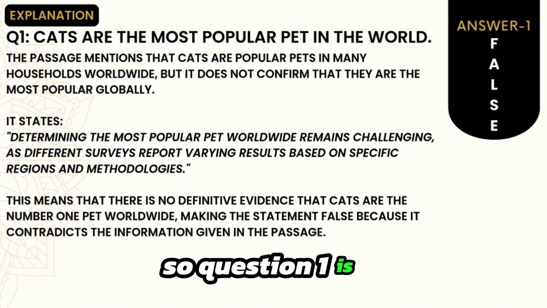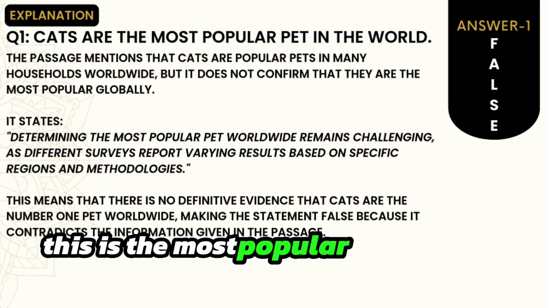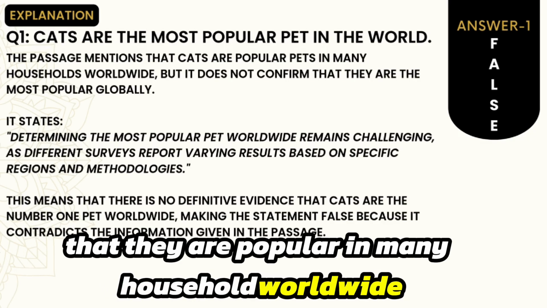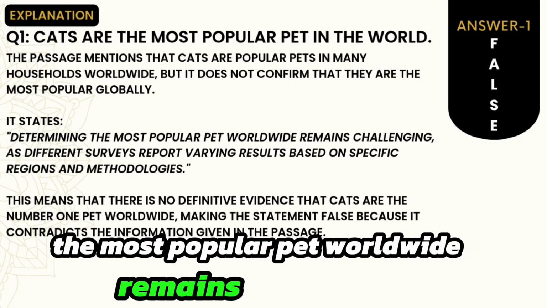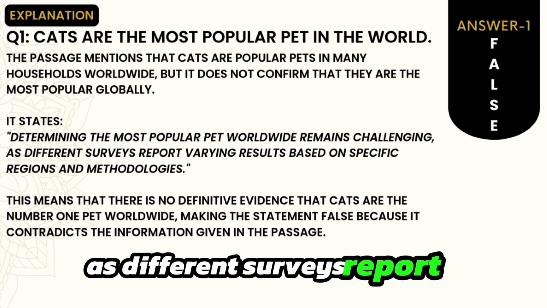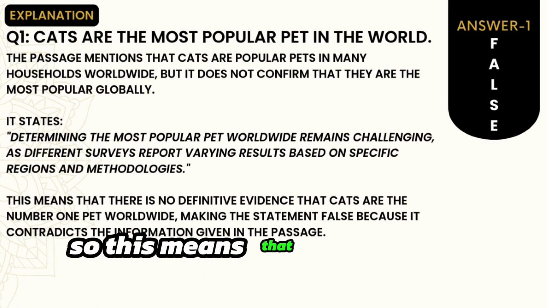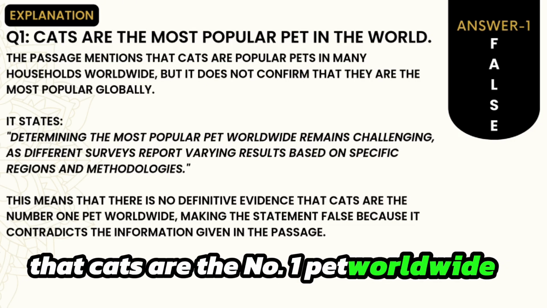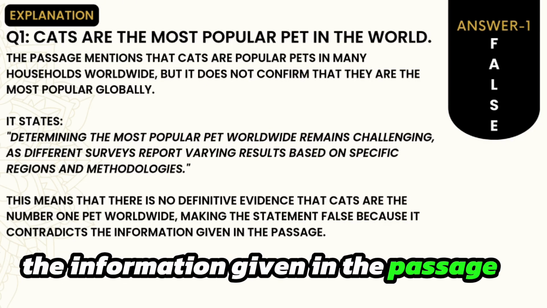So, question one is: cats are the most popular pet in the world. The question states that this is the most popular pet in the world. The passage mentions that cats are popular in many households worldwide, but it doesn't confirm that they are the most popular. What it states is: determining the most popular pet worldwide remains challenging as different surveys report varying results based on specific regions and methodologies. So this means that there is no definitive evidence that cats are the number one pet worldwide, making the statement false because it contradicts the information given in the passage.